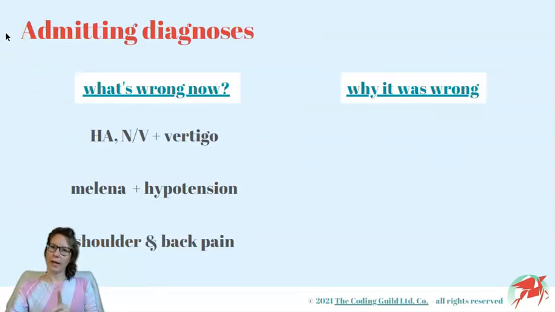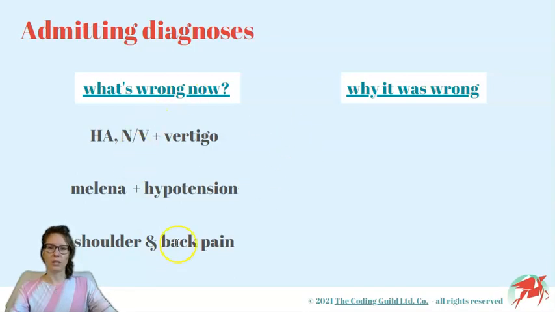Before we get into the guidelines, let's clarify one more thing. The principal diagnosis and the admitting diagnosis are not the same. The admitting diagnosis is the reason the patient presented for care and why they need to be admitted immediately. For example, they have intractable headaches, nausea, vomiting, and vertigo, or they have bloody stools and hypotension. We might not yet know why the patient experiences these symptoms, but they need care for them right now.